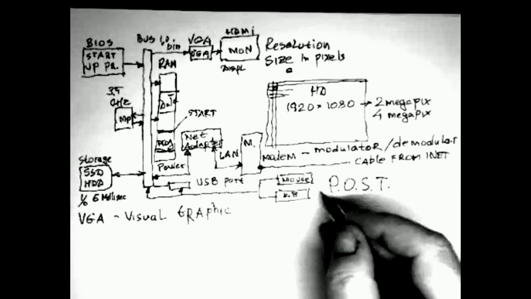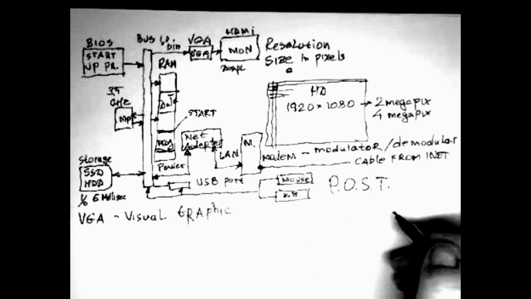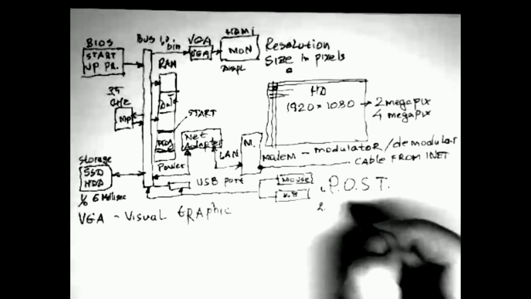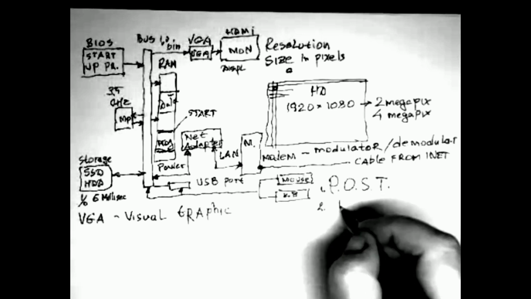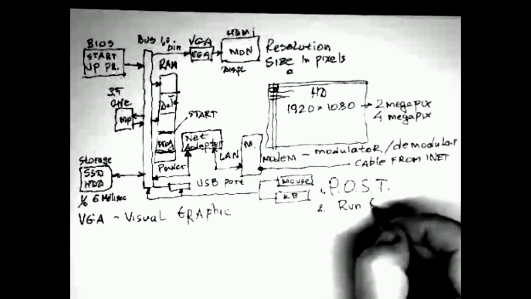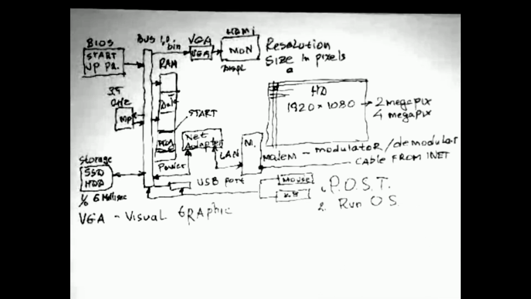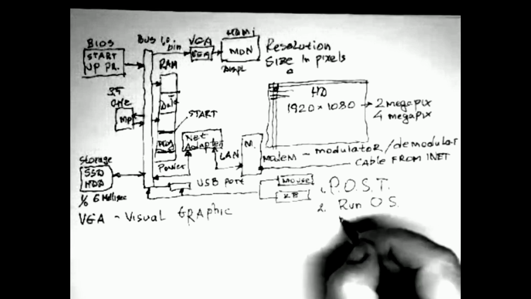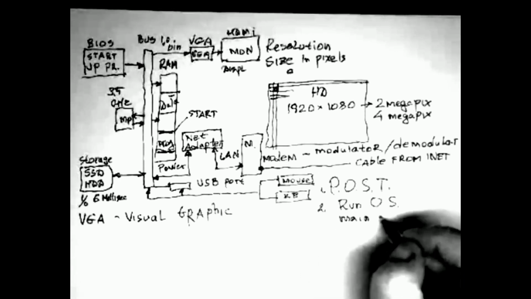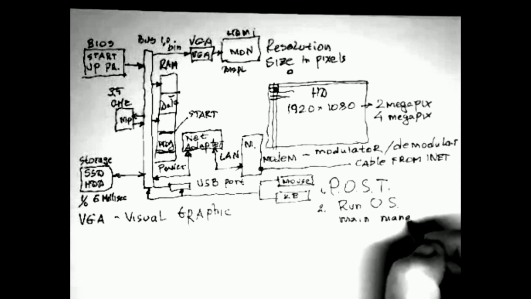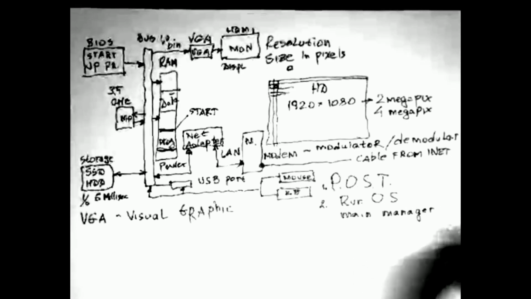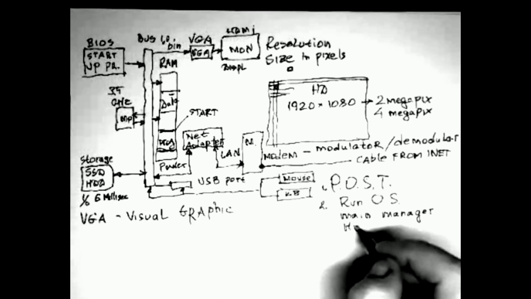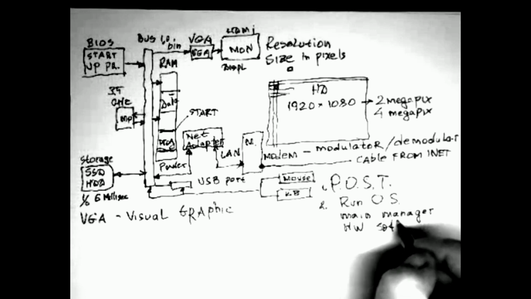When the Power On Self Test is successful, the computer will run further. What will be further? One, and that is two. Further will be to run the operating system. Folks, the operating system is the main manager for all hardware and software.